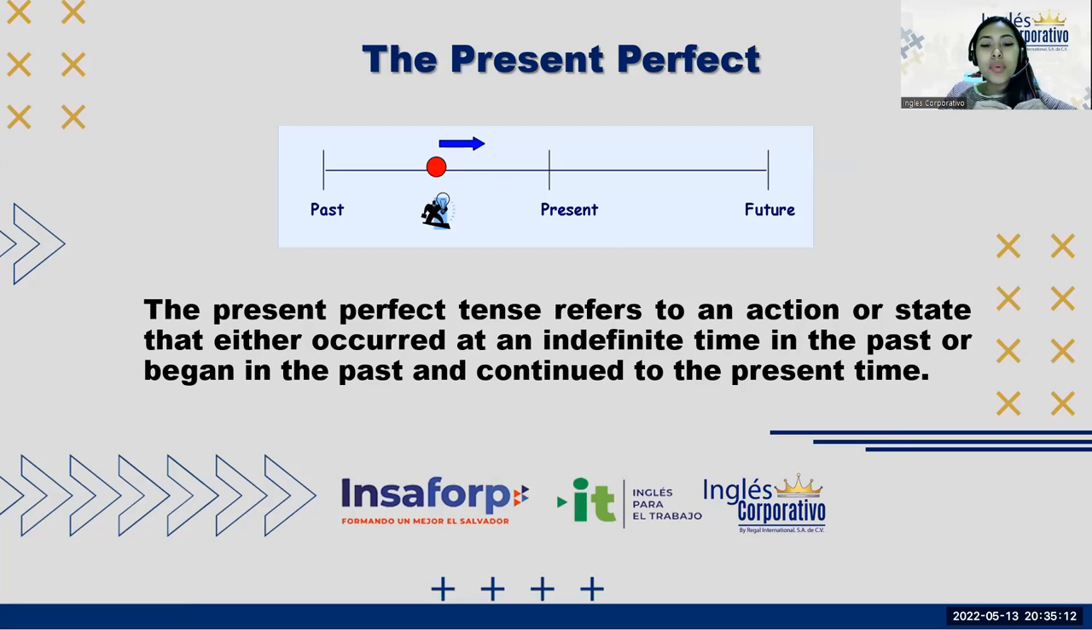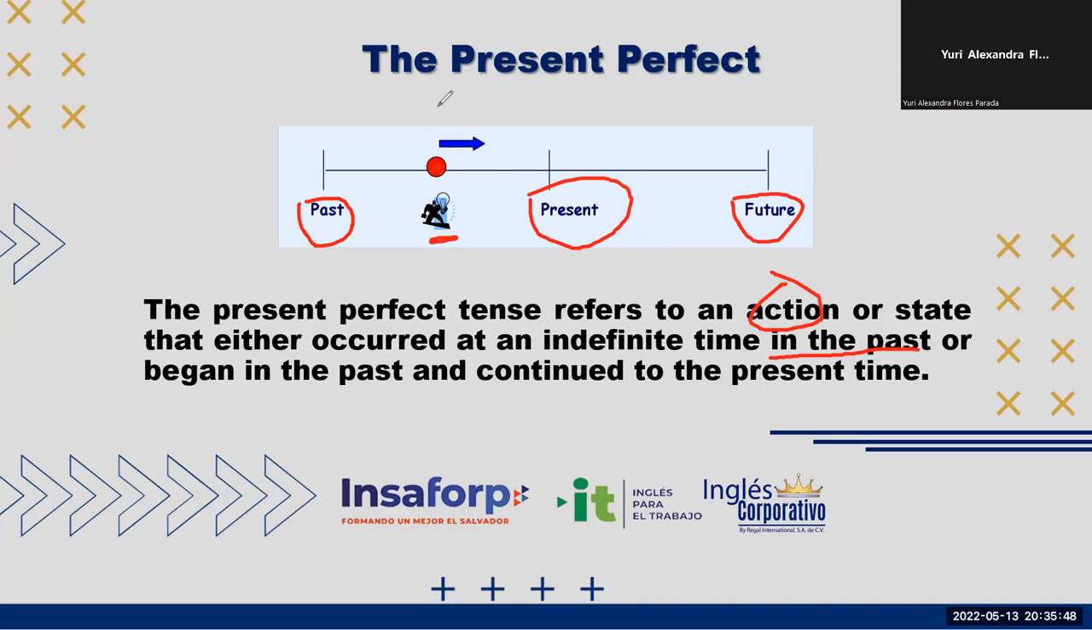Very good, Fatima. So the present perfect tense refers to an action or a state that either occurred at an undefined time in the past. So pasó en el pasado, right? In the past. Here we have the past, here we have the present, and here we have the future, okay? So this action, guys, happened here. This is you performing the action in the past, okay?